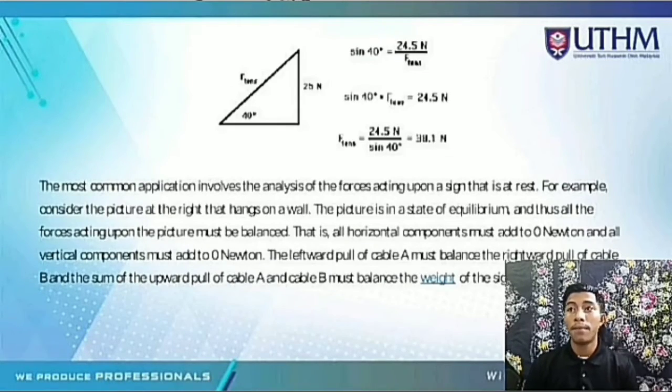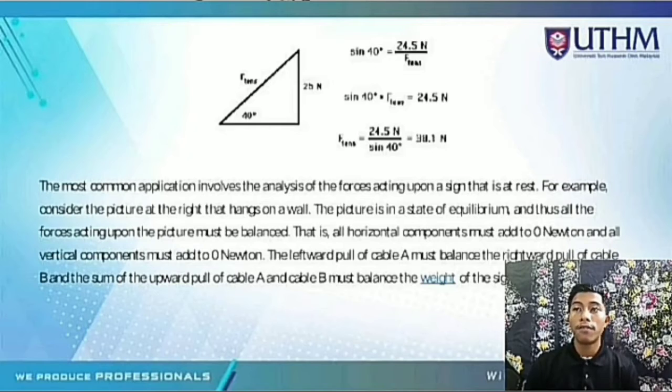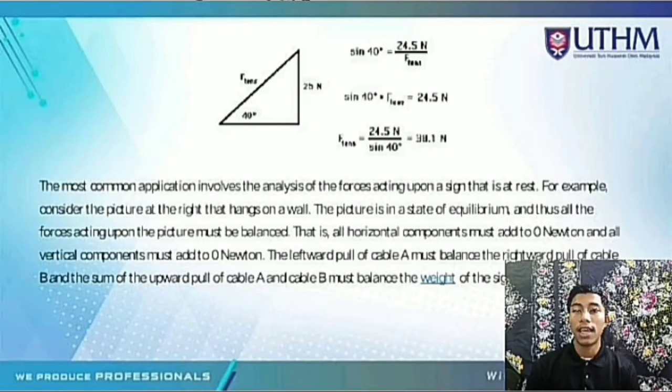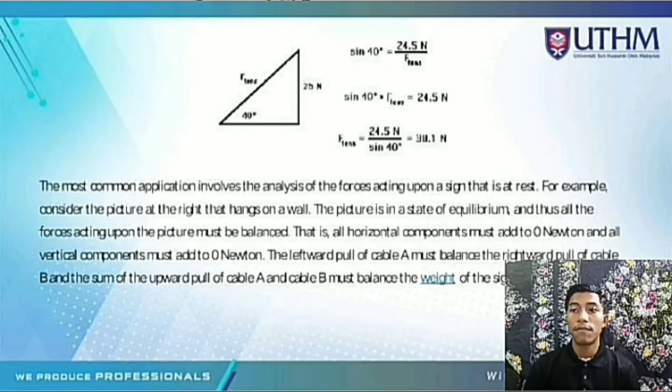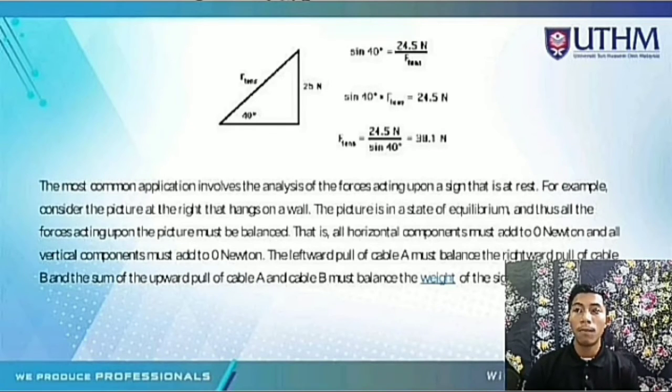The most common application involves the analysis of the forces acting upon a sign that is at rest. For example, consider the picture at the right that hangs on the wall. The picture is in a state of equilibrium, and thus all the forces acting upon the picture must be balanced. That is, all horizontal components must add to 0 newtons and all vertical components must add to 0 newtons. The leftward pull of cable A must balance the rightward pull of cable B, and the sum of the upward pull of cable A and cable B must balance the weight of the sign.